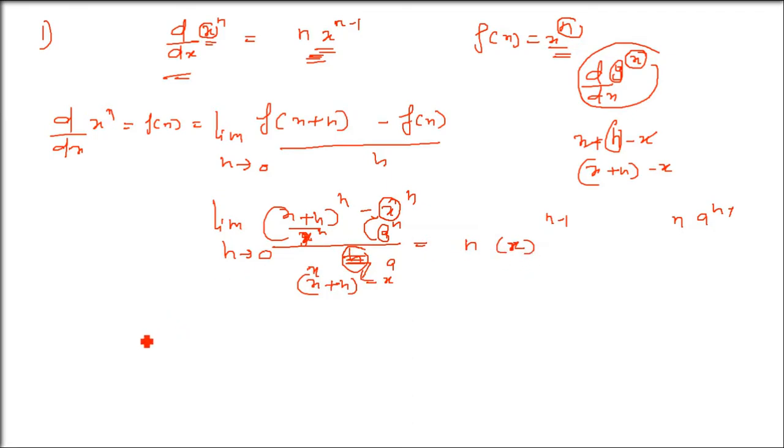This whole is d by dx of x raised to the power n. I'm giving an example, x to the power 5. How are you going to do this? This is n a to the power n minus 1. The 5 is coming outside, and x to the power 5 minus 1, that is 5x to the power 4. So this is a differentiation you can directly apply.